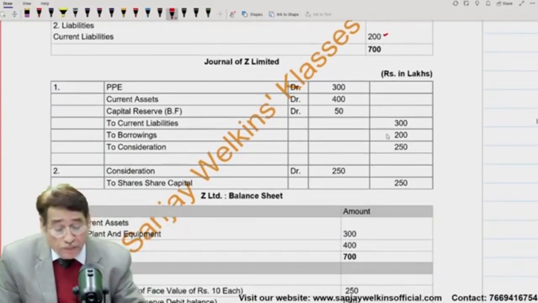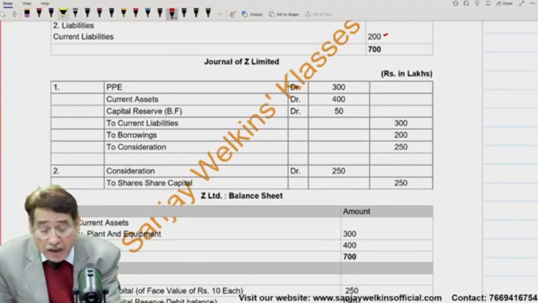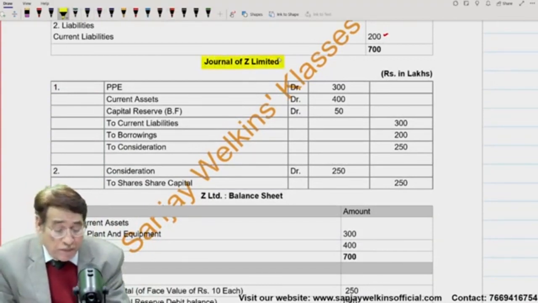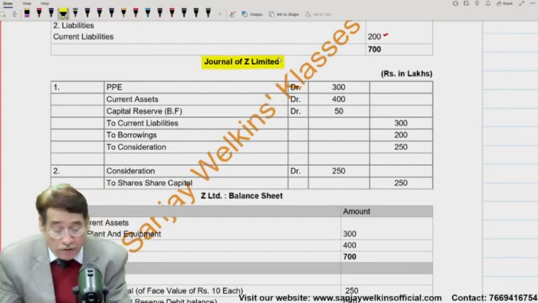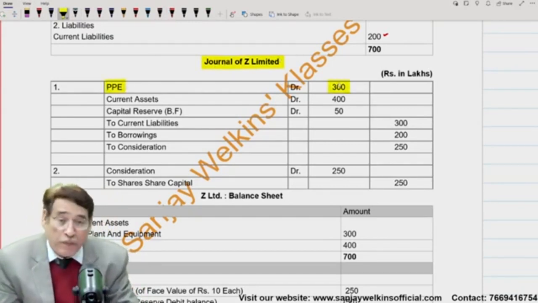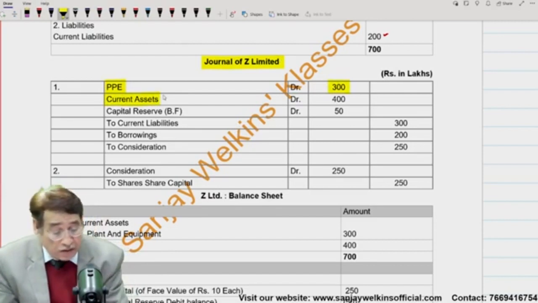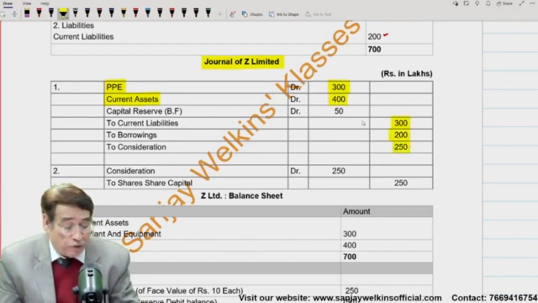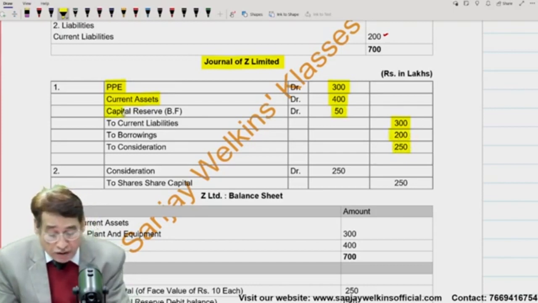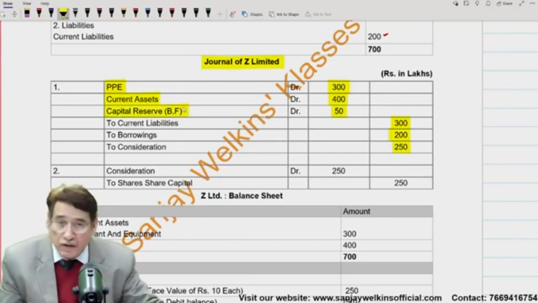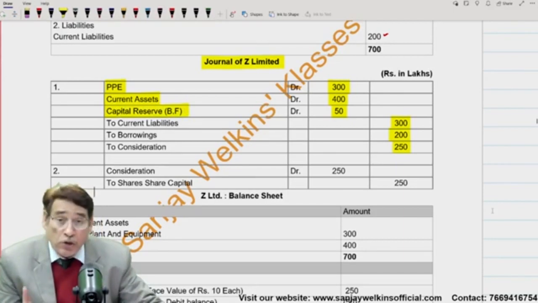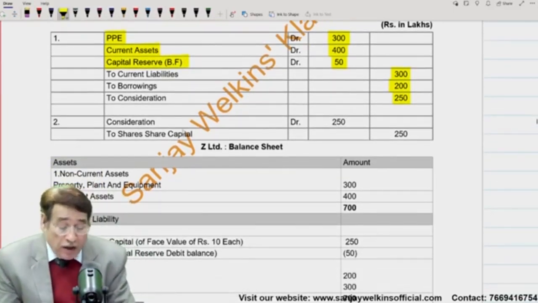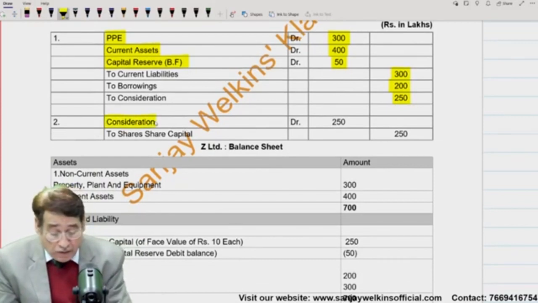Now coming over to the journal of Z Limited. As far as Z Limited is concerned, Z Limited will record all the assets which it has taken over. It has taken over property, plant and equipment, 300 worth, current assets, 400 worth. Besides that, it has taken over current liability and borrowings. It will pay consideration of 250. Balancing figure is capital reserve. Don't write goodwill here. Correct? This is a case of common control. No new asset should be recognized. Now, as far as consideration is concerned, we will discharge 250 worth of consideration by issuing share capital.